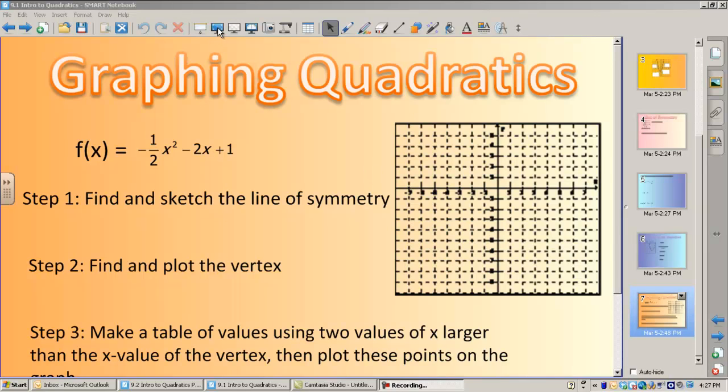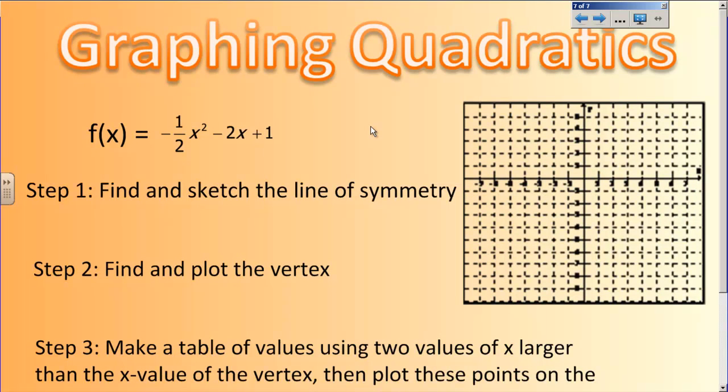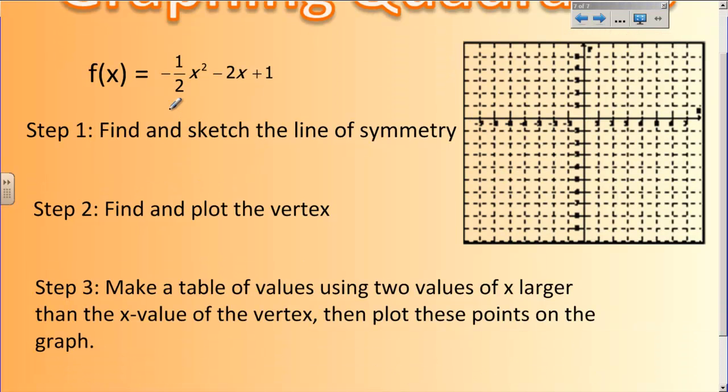So let's pick up where we left off. We're still introducing quadratics. We're still getting used to what a quadratic is, what it looks like, how to find the parts of it, all that good stuff. I want to talk about graphing first. Basic steps you have to follow.